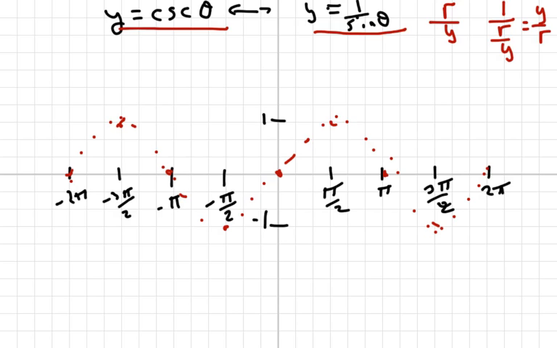Now at my zeros, I'm going to draw asymptotes. So here's a 0 right here. Here's a 0. Here's a 0. And here's a 0. And here's a 0. So where I have my zeros, I'm going to draw asymptotes because 1 over 0 is what? Undefined. So we're going to draw our asymptotes here.